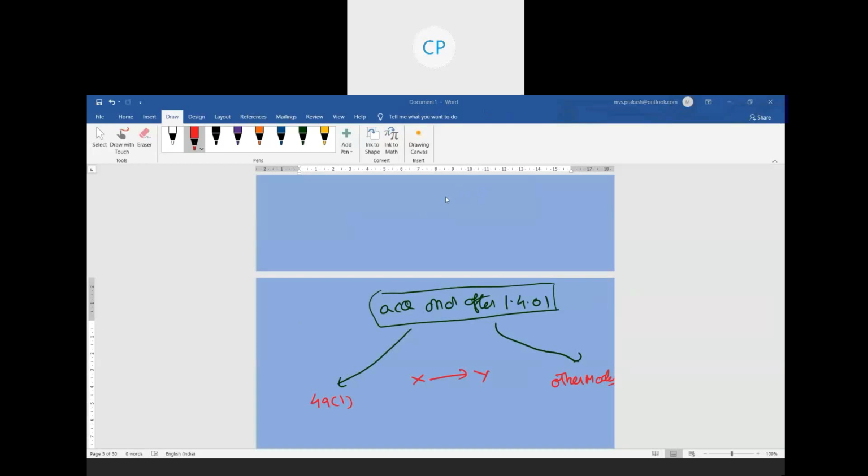Okay, so 49 subsection 1 other modes. Say for example, X is selling land to Y. So what is this category? On or after 1st April 2001. Let me take an example of X, where two situations can arise.